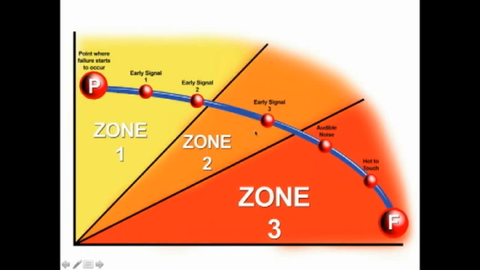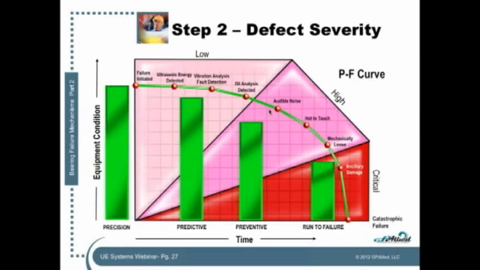So again, just an artist's rendition of splitting the P to F curve into three, should be three equal zones, but this works for the conversation, right? Another way to think of it might be this. This is a little bit more, even if you wanted to think of it in terms of severity.